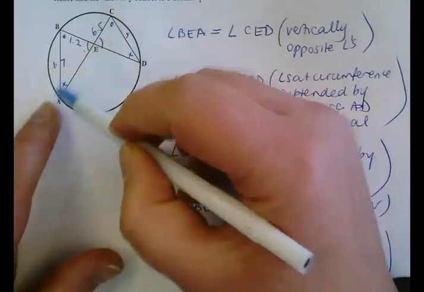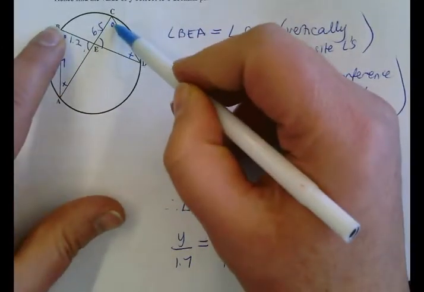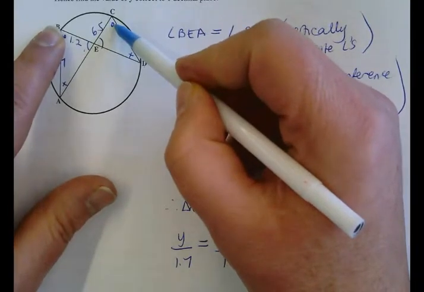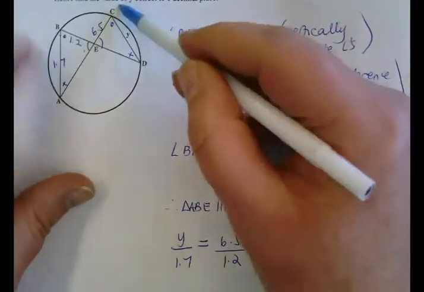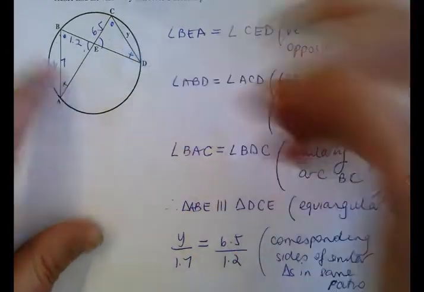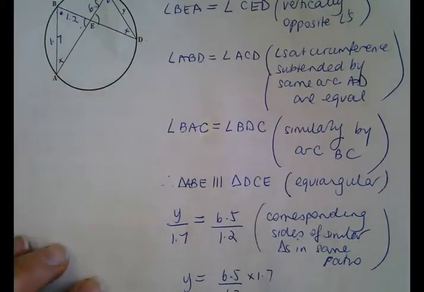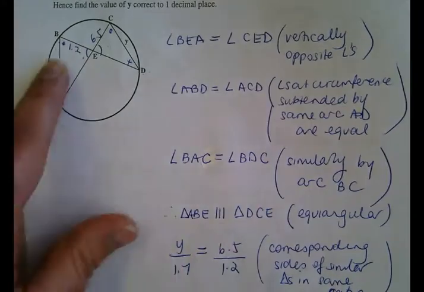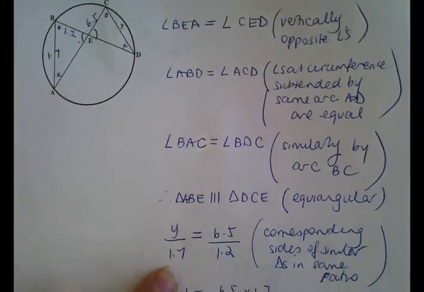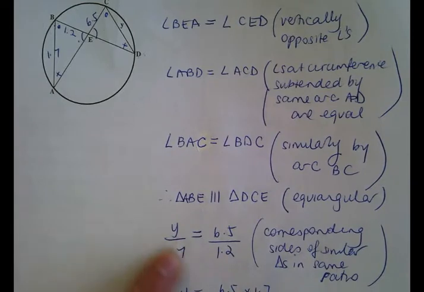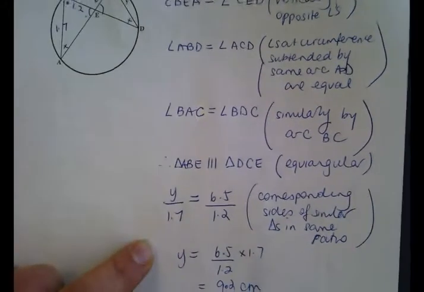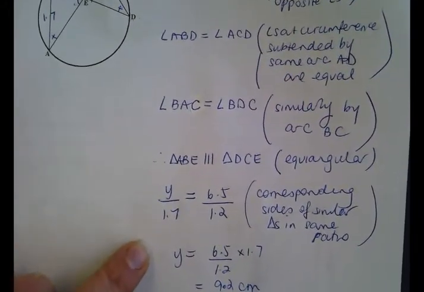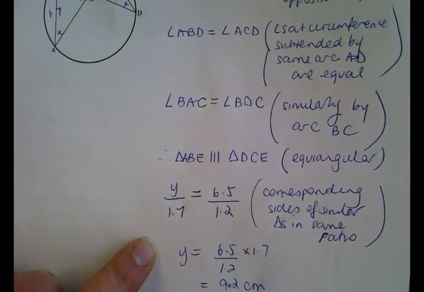We've got vertically opposite. We've got angles at the circumference subtended by the same arc. That would be enough for equiangular, but just for practice, we're going to do these reverse angles here. The two crosses are also standing on the same arc, but the arc is BC, and the two triangles are similar by equiangular, and we can do ratio of corresponding sides, and you will end up with y is 9.2 centimeters.